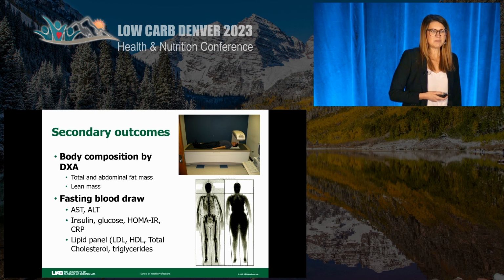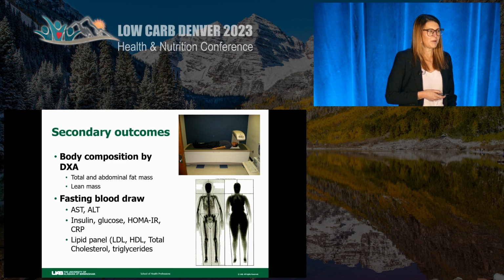So we look at body composition using DEXA to assess total and abdominal adiposity, and then also look at total lean mass. We did a fasting blood draw to measure changes in liver enzymes, insulin, glucose, insulin resistance, and CRP, and then we did a lipid panel as well.